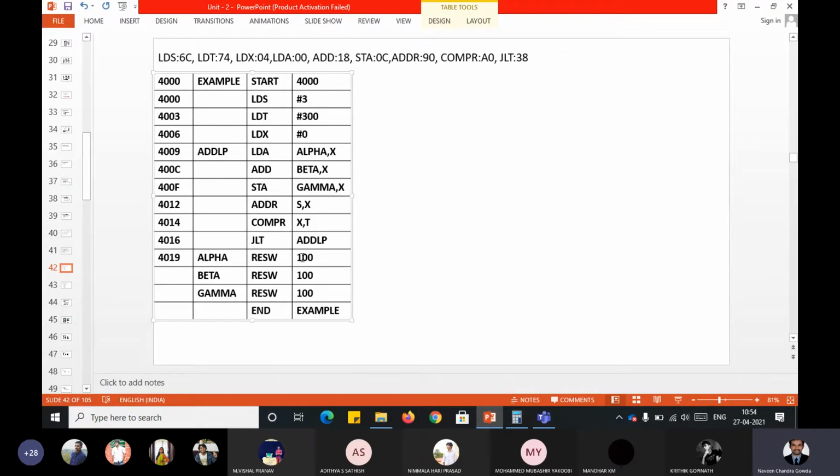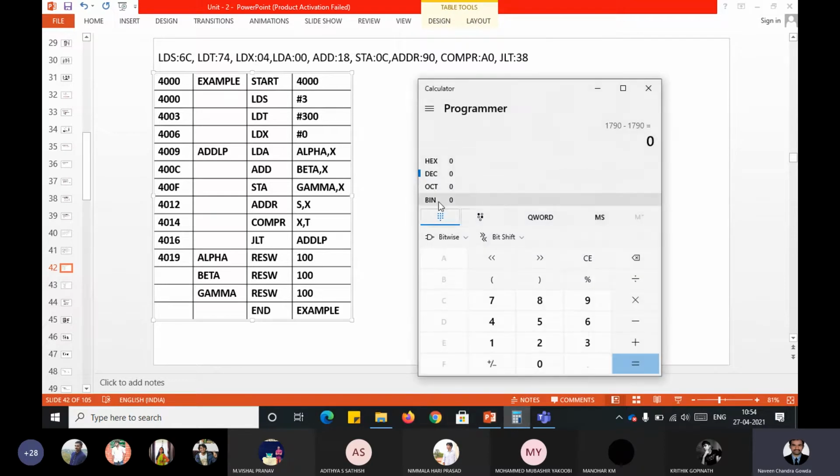Now here is a scenario where you can observe, my dear students. It is alpha reserve word 100, wherein you will be allocating 100 words. 100 words is nothing else but 100 into 3, because each word is of 3 bytes, so it will be totally 300 bytes. But that 300 is in decimal. When you convert that to hexadecimal, you will get 12C.